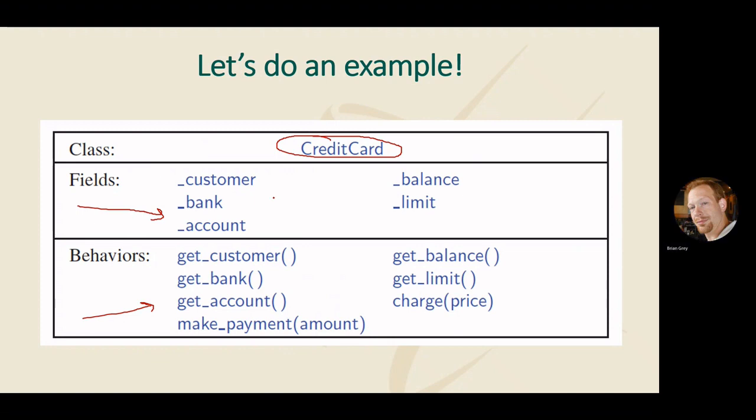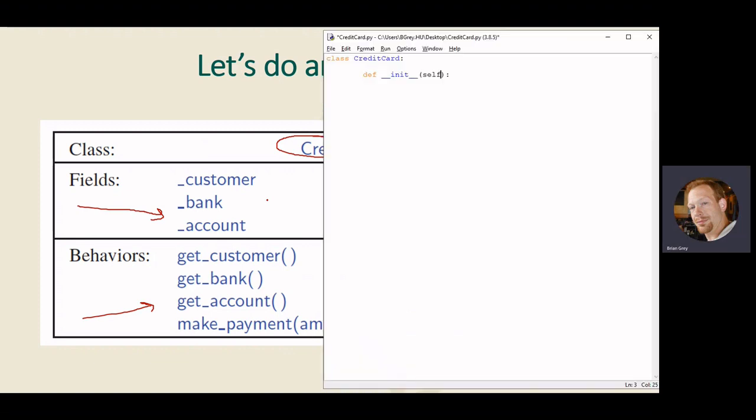So, okay, we need parameters. Well, you can't really have a credit card without a customer. So let's take a customer. And as we said, you can't have a credit card without a bank. Okay. And we're going to need an account number. There's no such thing as a blank credit card, right? Where you've got no account number. What's next?